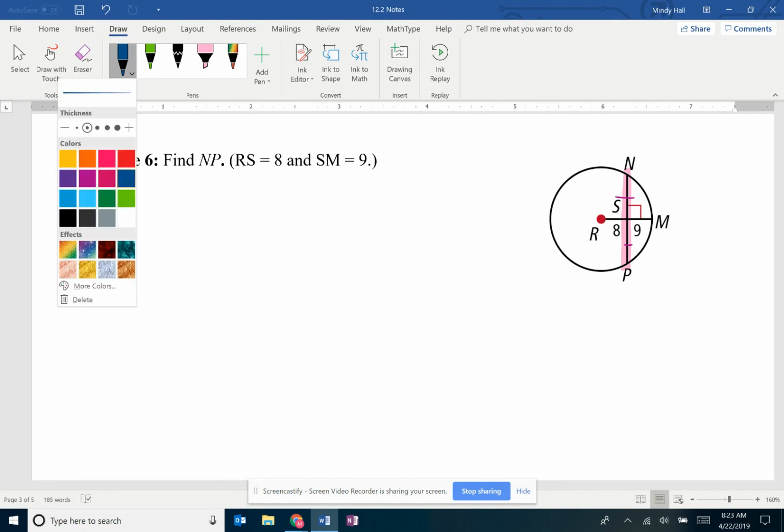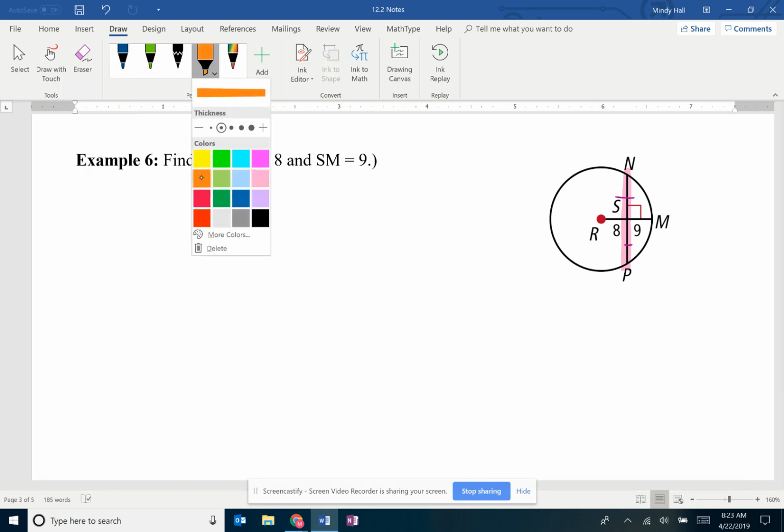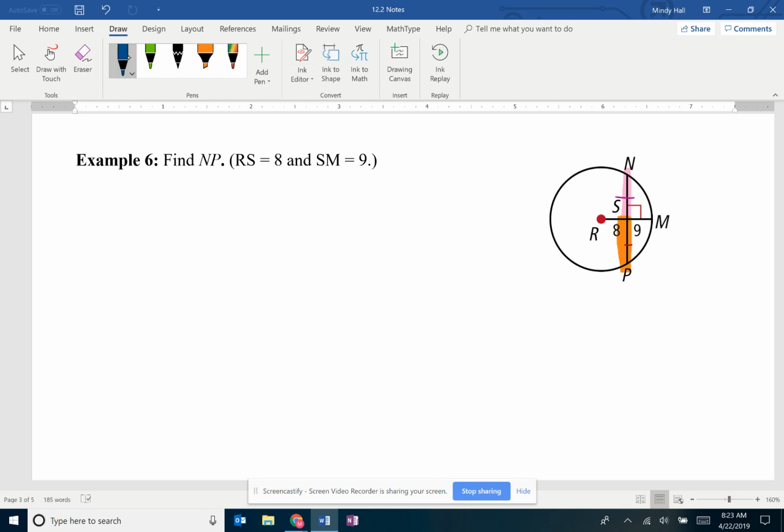If you notice, we really just need to know the length of one of these sides, because if I can find one of them, then all I have to do is double it. So if I want to find the length of this orange side, from the center of my circle I can draw in a hypotenuse, because now I have a radius from R to P. That radius would be the same as RM, which is 8 plus 9, so that is 17.